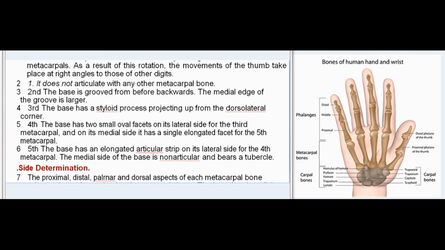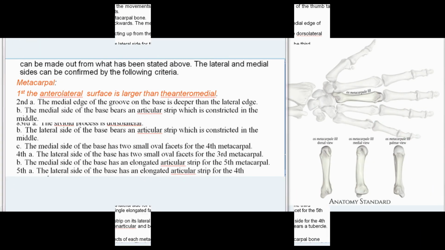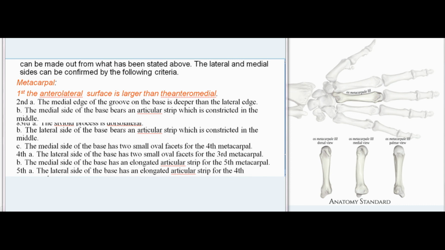Side determination. The proximal, distal, palmar, and dorsal aspects of each metacarpal bone can be made out from what has been stated above. The lateral and medial sides can be confirmed by the following criteria. First metacarpal: the anterolateral surface is larger than the anteromedial. Second: the medial edge of the groove on the base is deeper than the lateral edge. Fifth: the medial side of the base bears an articular strip which is constricted in the middle. The styloid process is dorsolateral.